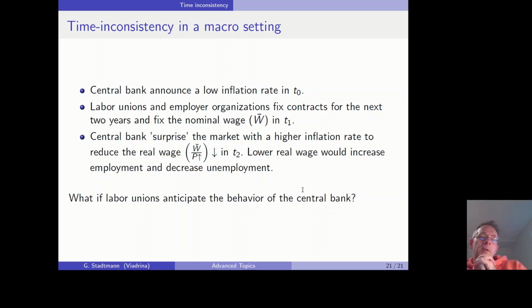But now, of course, the big question is, what if labor unions anticipate the behavior of the central bank? Then the whole system will end up in a scenario where a relatively low utility is realized, and it makes sense to have a rule in place that the central bank should have an eye on inflation and should keep the inflation rate relatively low. Therefore, most central banks of the world have an inflation target.